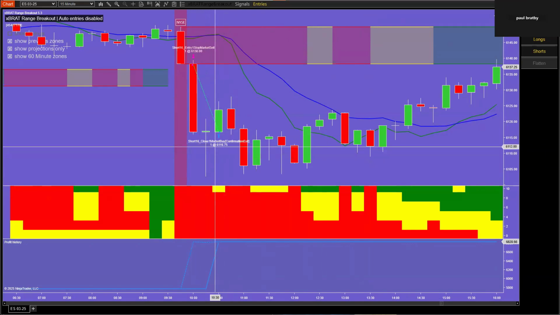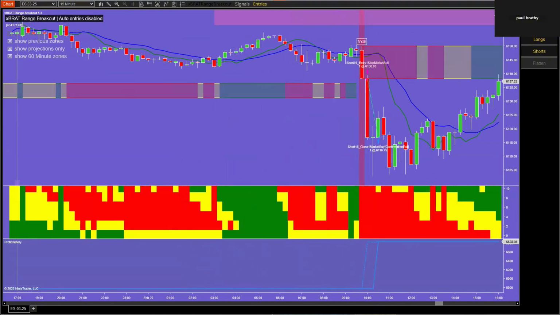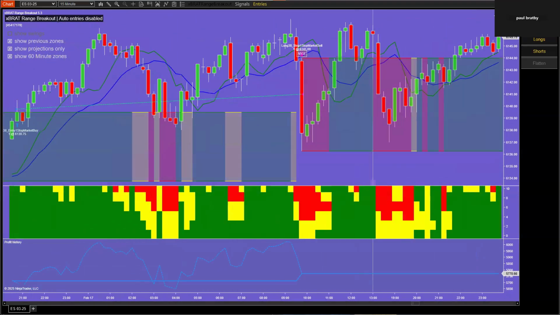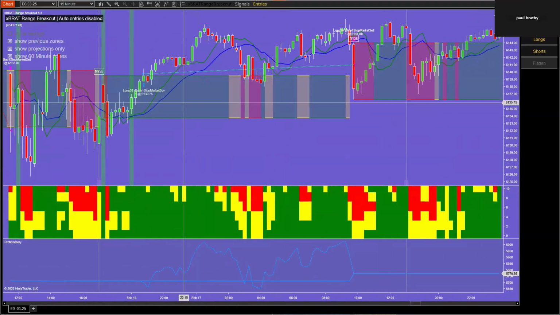I don't think there's anything we could do to actually make that any better. So I'm going to move on. Wow, that's a long trade. So this is a continuation trade.